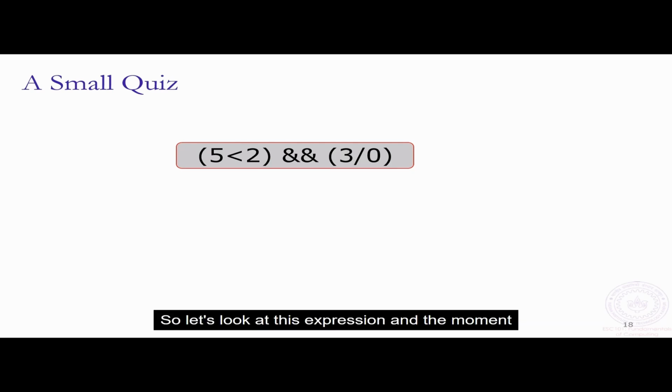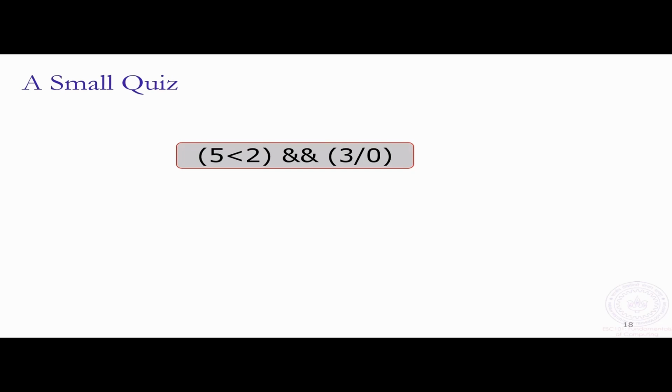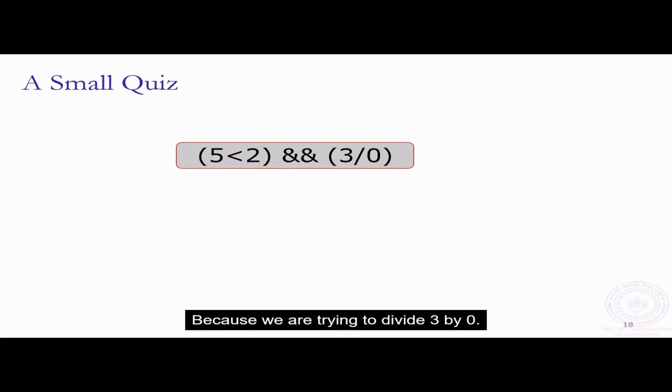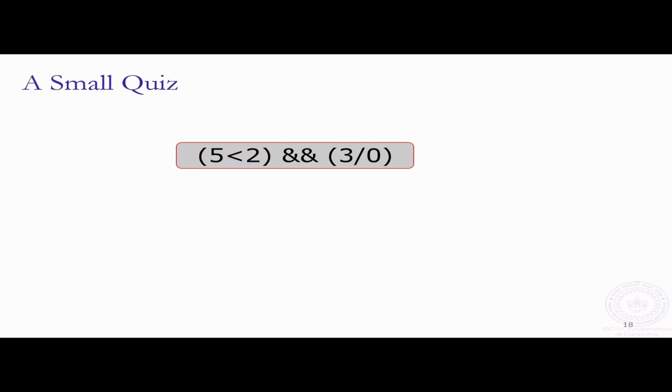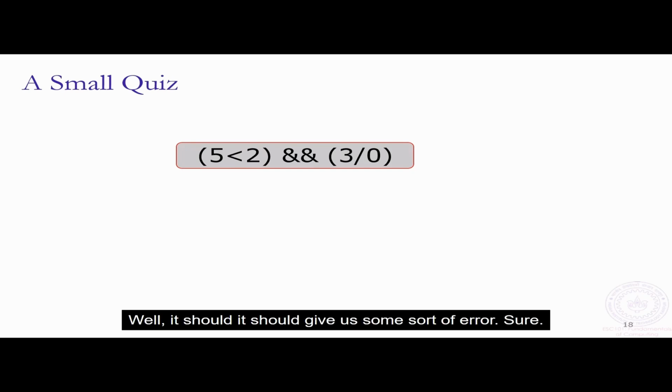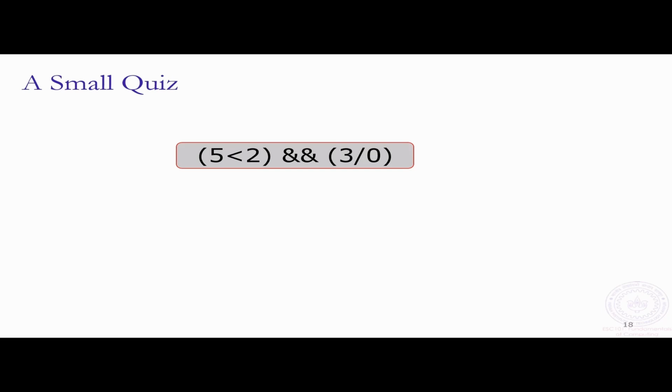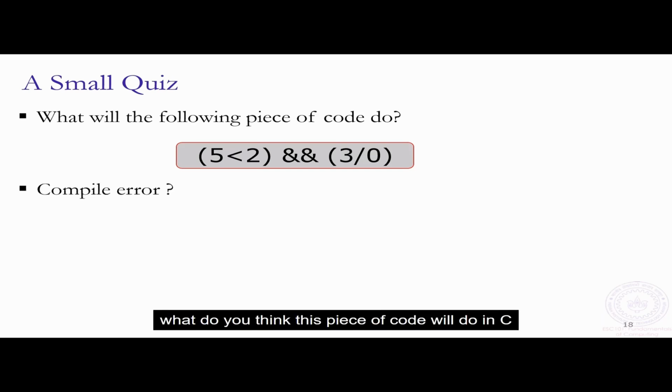So let's look at this expression. And the moment you look at it, you realize that there's something wrong with it because we are trying to divide 3 by 0, which should give us some sort of error, sure. But what do you think this piece of code will do in C when you try to run it?